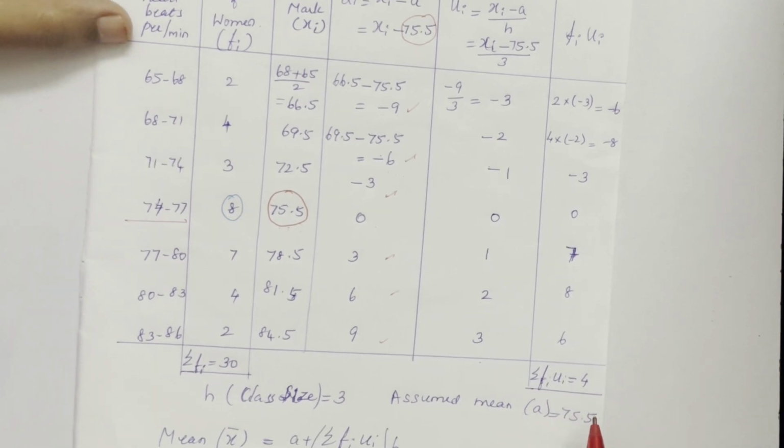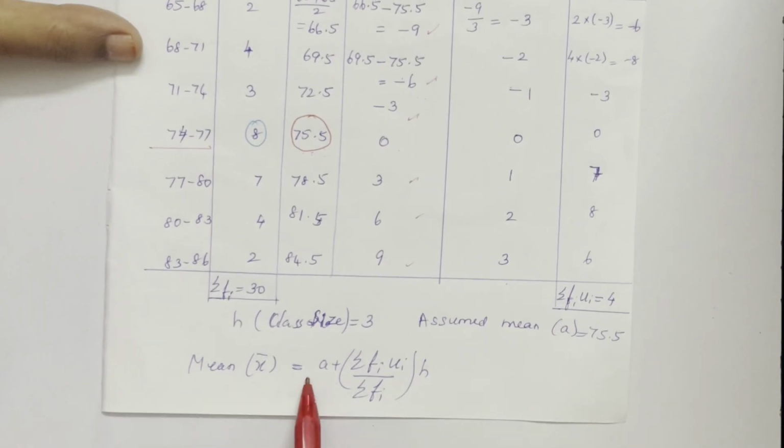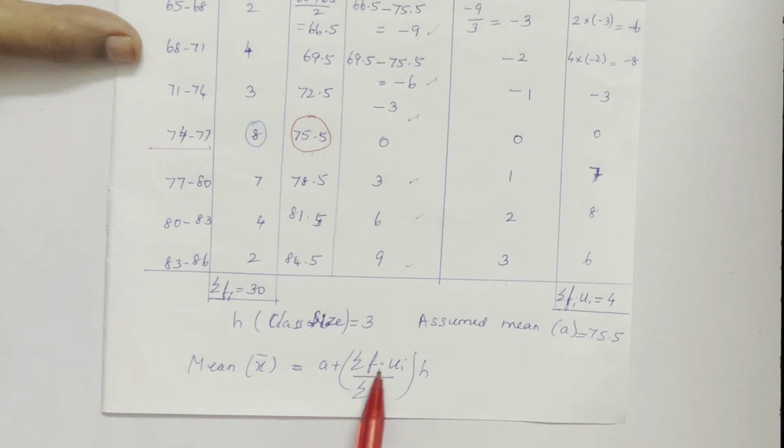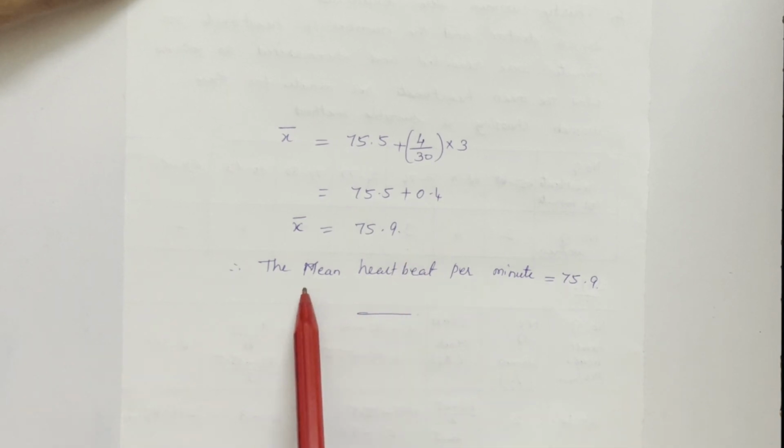According to the third method, that is the step deviation method, mean x bar equals A plus sigma Fi Ui by sigma Fi into h. We have to substitute all the values. A is 75.5, sigma Fi Ui is 4, sigma Fi is 30, h is 3. We have substituted all the values and found the answer. The mean heartbeat per minute is asked.